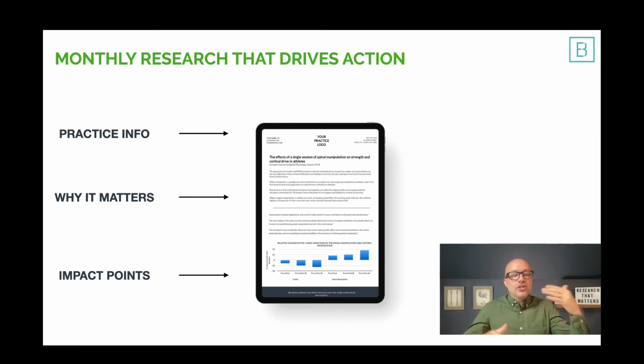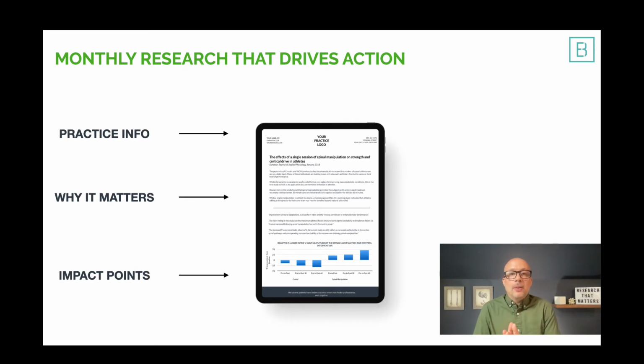Practice info, everything we deliver to our members is personalized at the top. We cite a single peer-reviewed piece of research highlighting why it matters, the impact points, with a nice chart and graph at the bottom that gives you the opportunity to stay top of mind, communicate, and fill in the holes between case notes. Here's the story, and this is just the truth.